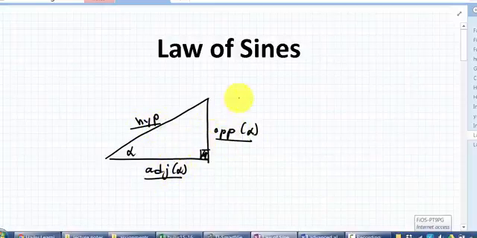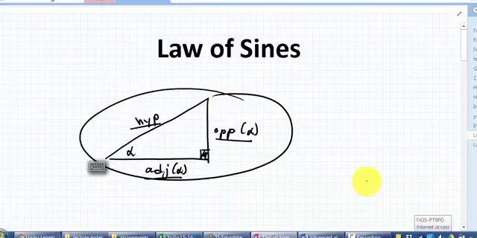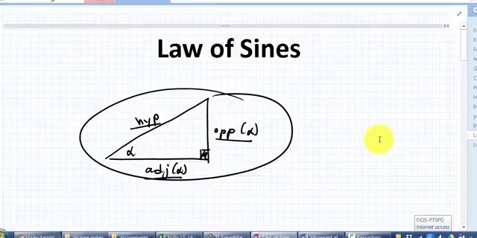Okay? But you were working in a right triangle. So up to now, trigonometry is done in right triangles. Well, the law of sines is what happens to trigonometry when you do not have a right triangle. Okay? Actually, there are two laws, the law of sines and the law of cosines, that will describe what happens to geometry when you don't have a right triangle. So, what does the law of sines state?